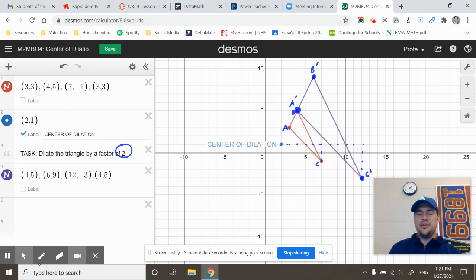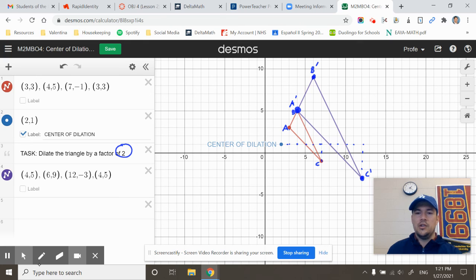So you notice that you now have a triangle that is twice as large, and it has been dilated with its center at the point (2, 1). Notice how that's different from the origin. If I had expanded this from the origin, I would have gotten a different location for this triangle. So that is how you dilate a triangle, or really any figure, point by point. If you know how to dilate a point, then you can dilate any polygon, according to the center.